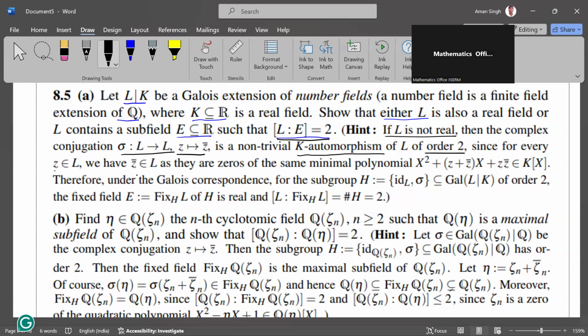Since for every z inside L, z bar is also contained inside L, because the same minimal polynomial gives that z and z bar are both roots of it. Okay. Here is a polynomial description which belongs to K[x]. Why K[x]? Because this is also fixed by sigma, which is complex conjugation. So this would belong to the ground field with constant coefficients.